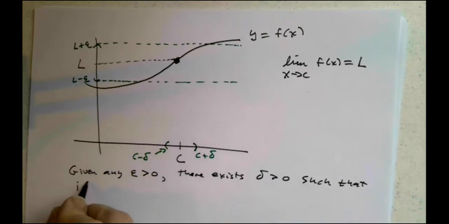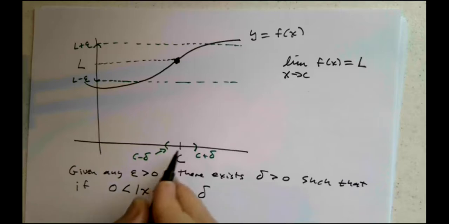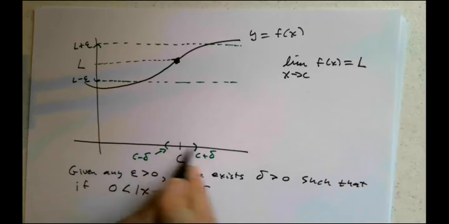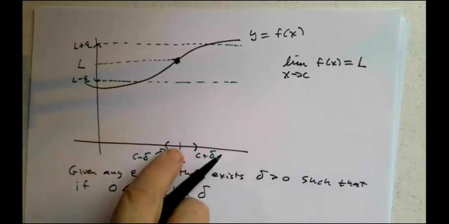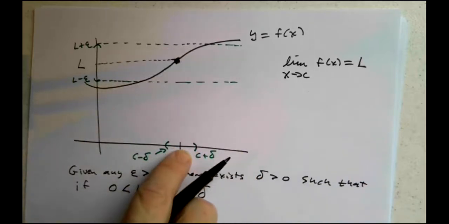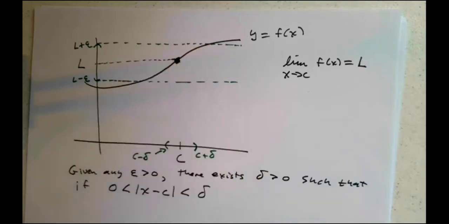if 0 is less than absolute value of x minus C, is less than delta. So that means I choose any number in that interval except for C, because C would give me 0. If I choose any number within that interval, all of the values of the function will be within that ribbon. If I choose any nice number in that interval other than the center, all of the values of the function have to be contained in that interval.